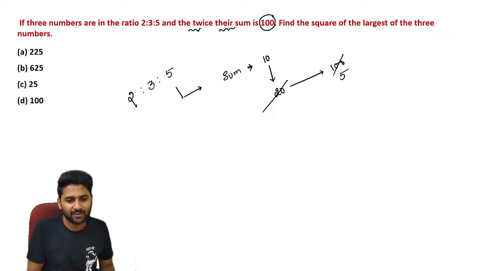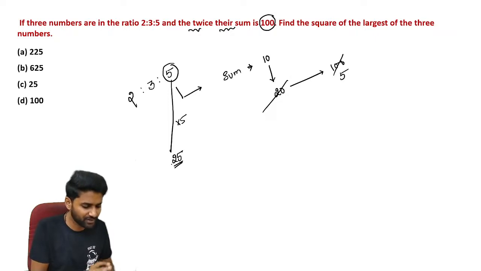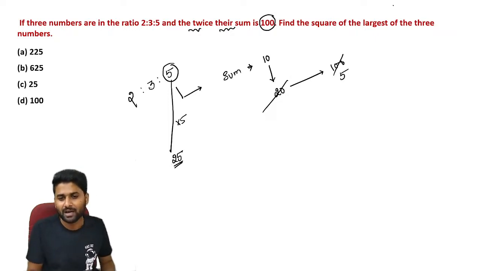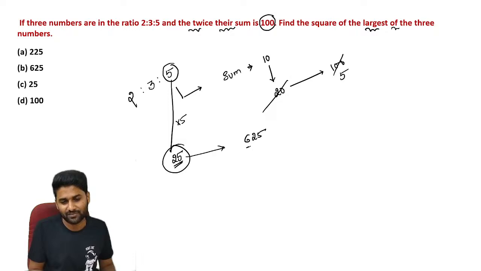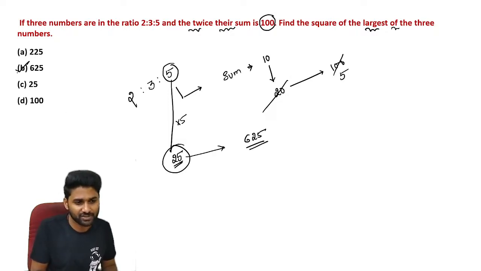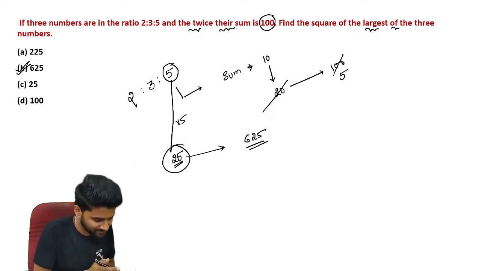Now we have to identify the largest number and then take the square of that number. The largest number is 5 units and each unit is 5, so 5 into 5 is equal to 25. But 25 is not our answer. According to the question, we have to identify the square of that largest number. The square of that largest number is 625. 625 is the correct answer.